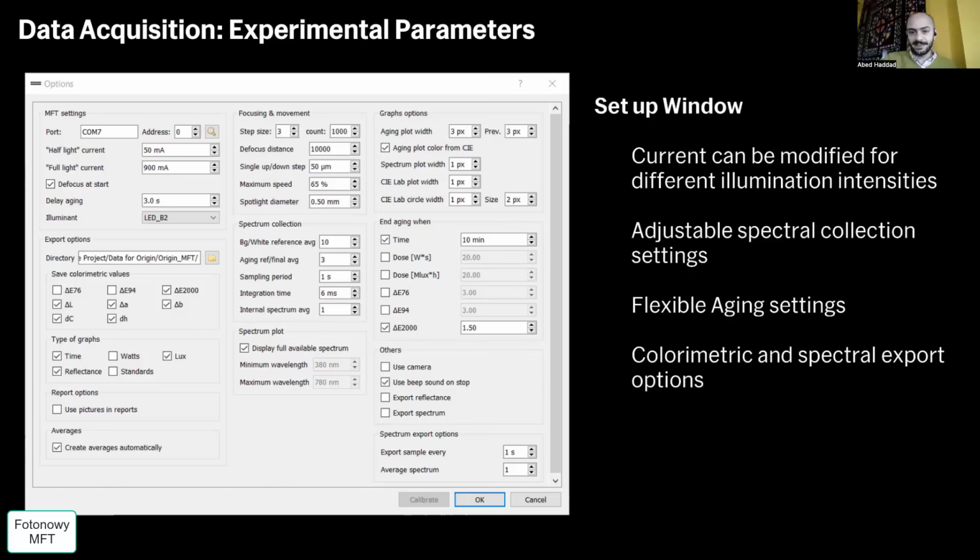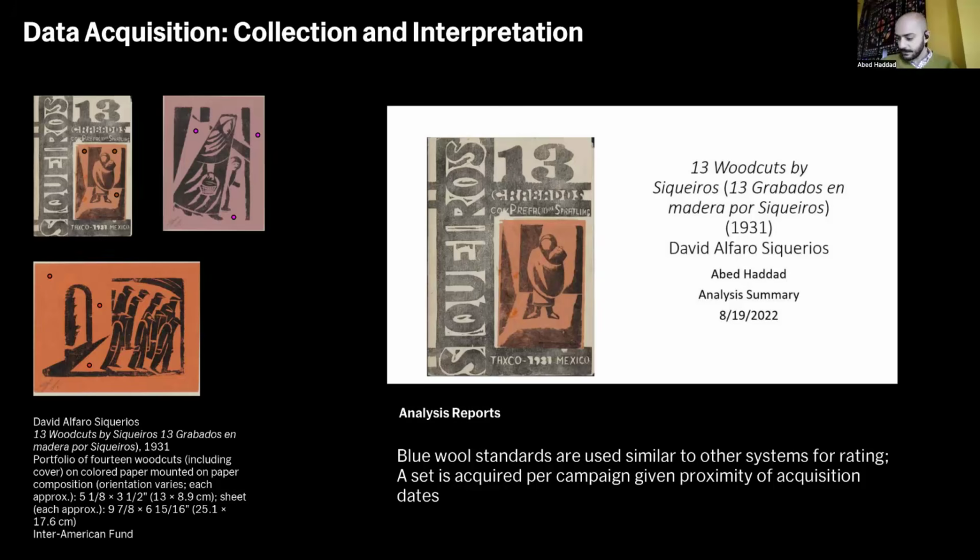It exports as text files, so you can import it into Excel, into Spectral Viewer, into Origin Lab if you're interested in plotting it for research purposes or publication. So it's quite flexible in terms of the data export. So I'm going to look at a couple of examples of things that we have done at MoMA that are kind of interesting study cases. I would say the first one is these beautiful woodcut prints by David Alfaro Siqueiros.